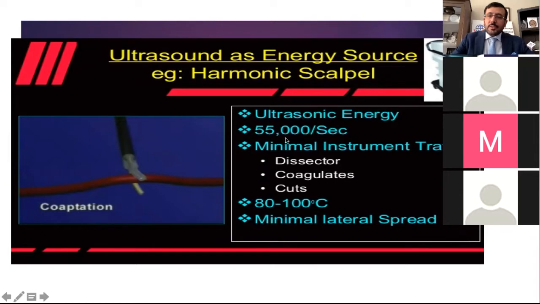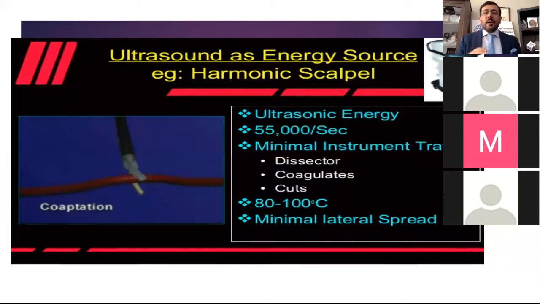Ultrasonic energy, 55,000 per second. So the movement is amazing, and it is a minimal instrument. This is a good dissector, it coagulates and cuts. It reaches up to 100 degrees centigrade. So be careful, that metallic arm or fixed arm is very hot. Be careful when you are using this. Never touch other places like the small bowel, because it will damage, since it is still very hot. You cannot touch it with your hand outside.